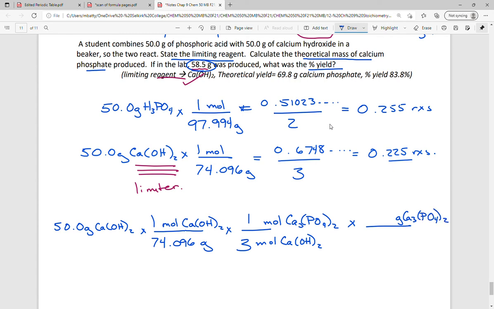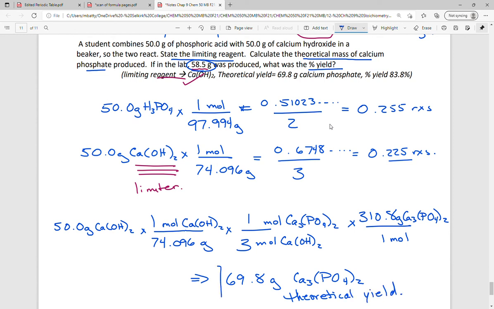Sorry for getting messy. Okay, and that number that I had calculated up top there was 310.8 grams per mole. So all of this is going to give me my theoretical yield. So I'll do all the math on this. I'd get 69.8 grams of calcium phosphate. This is my theoretical yield. That's my best case scenario, right? That's the maximum that I can produce.